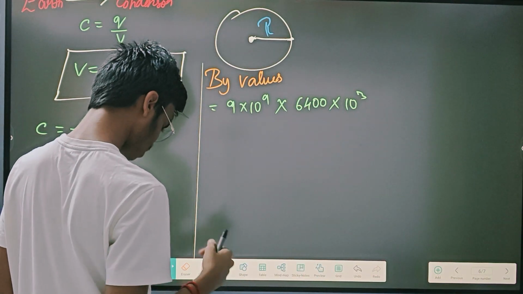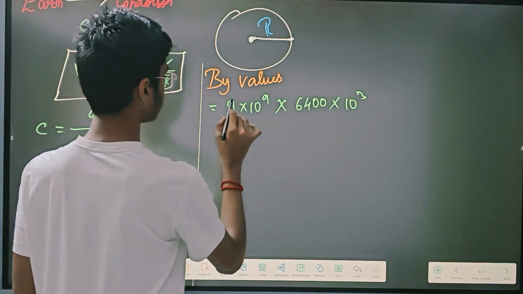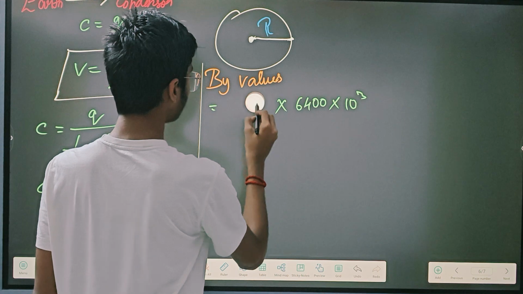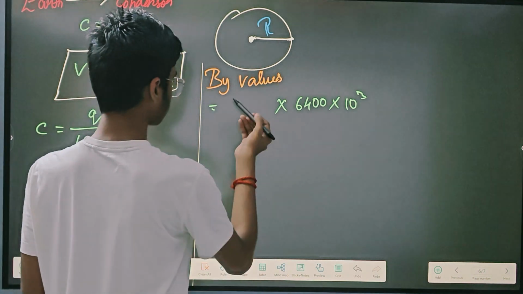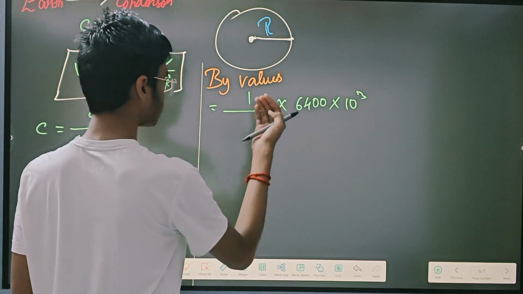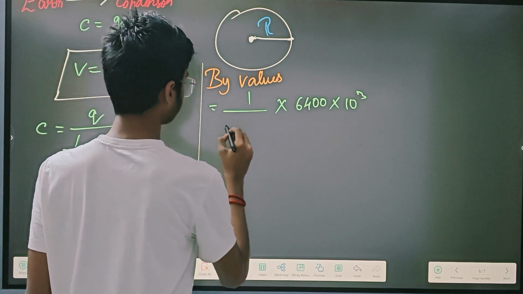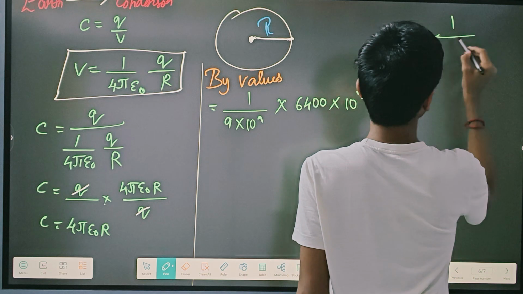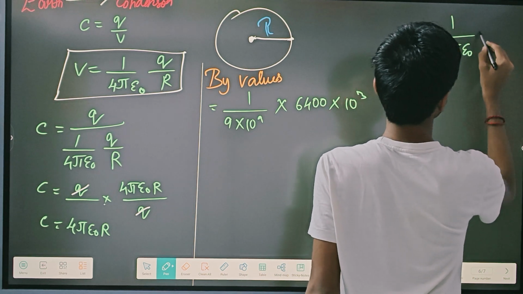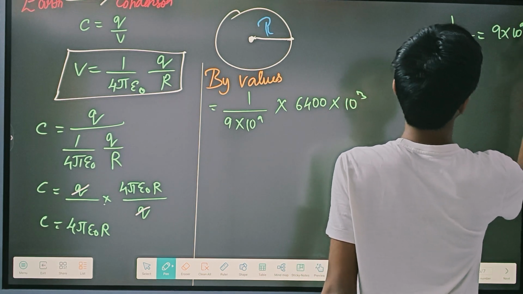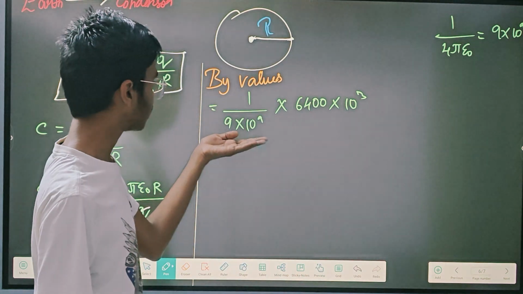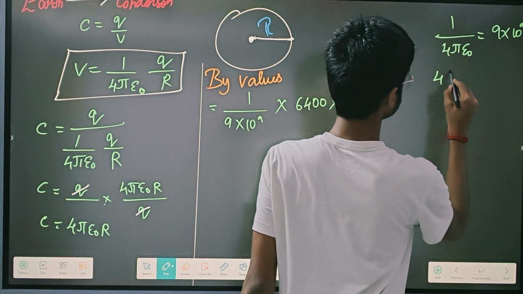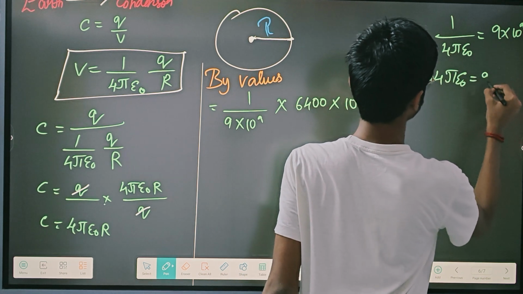Here, actually, 1 by 4 pi epsilon naught is known as 9 into 10 to the power of 9. Remember, 1 by 4 pi epsilon naught is equal to 9 into 10 to the power of 9. Here it is just 4 pi epsilon naught, so the denominator has to be 9 into 10 to the power of 9, not 1 by 4 pi epsilon naught.